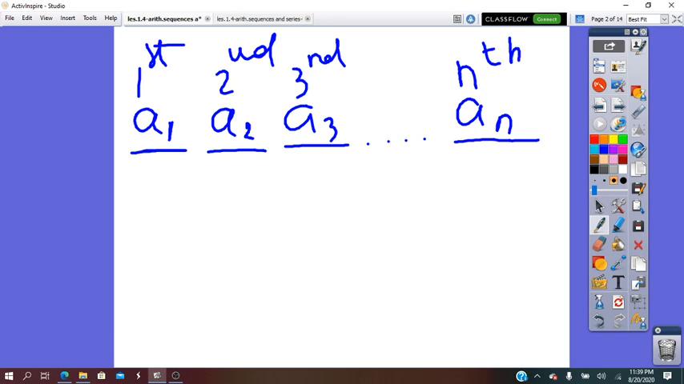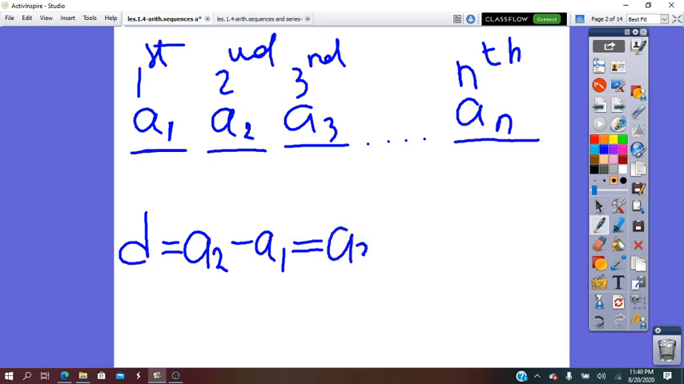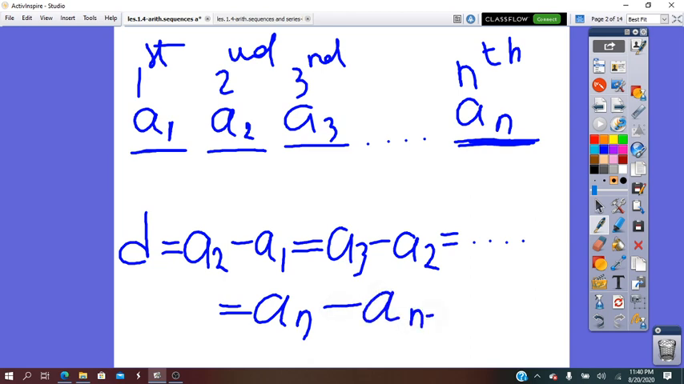The sequence is arithmetic if and only if between any two consecutive terms there exists a common difference. To find the common difference, D, we do A2 minus A1, which means the second term minus the previous one, A1, which has to be the same as A3 minus A2, and so on up to AN. The term before AN is written AN minus 1.